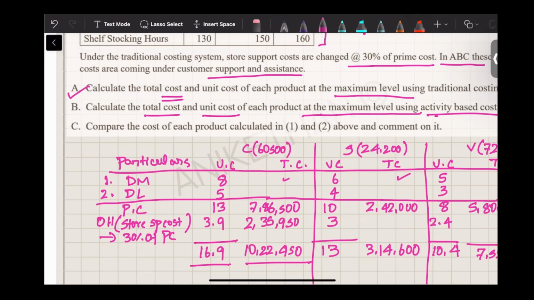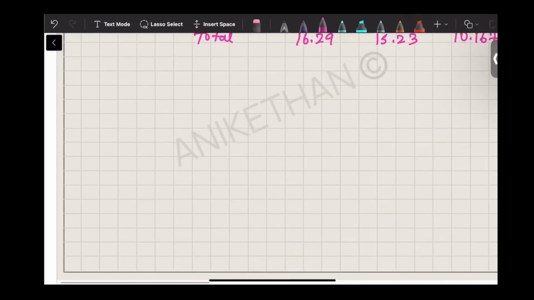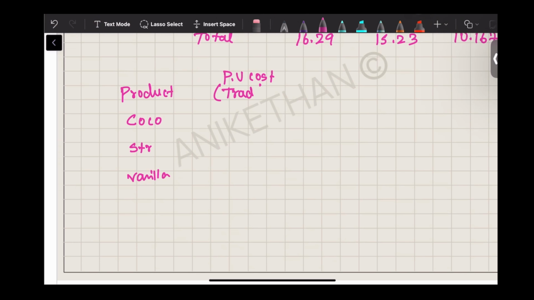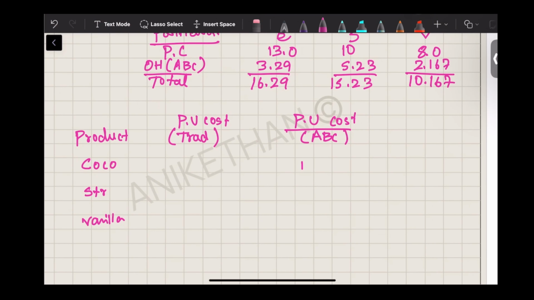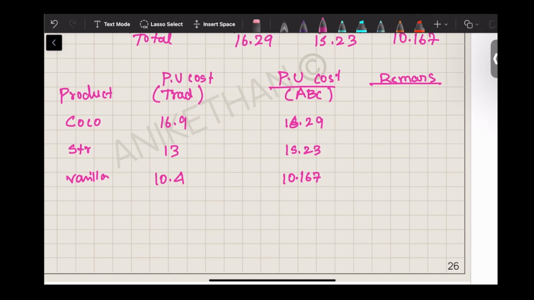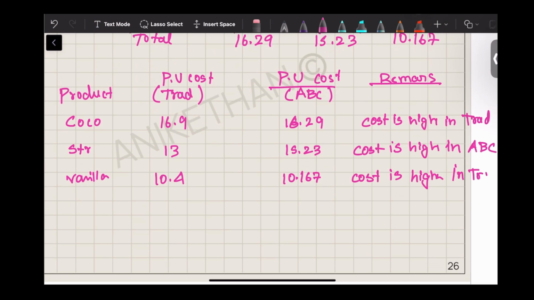Now I can compare. For comparison, I will prepare one small comparison table. So I'll keep 3 products, and in the two columns, one column I'll prepare traditional and one column activity based costing, and in the last column I'll write my comments. So for cocoa, the cost in traditional method is higher, and for strawberry, cost as per ABC is higher, and for vanilla the cost again as per traditional is higher. So this solves the third part, which is C of the question paper.